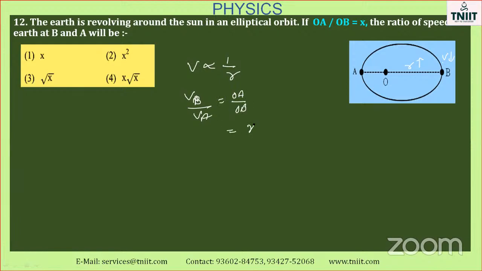So what is OA by OB? They have given X. So what is VB by VA? It is X. So option 1 is the right answer.